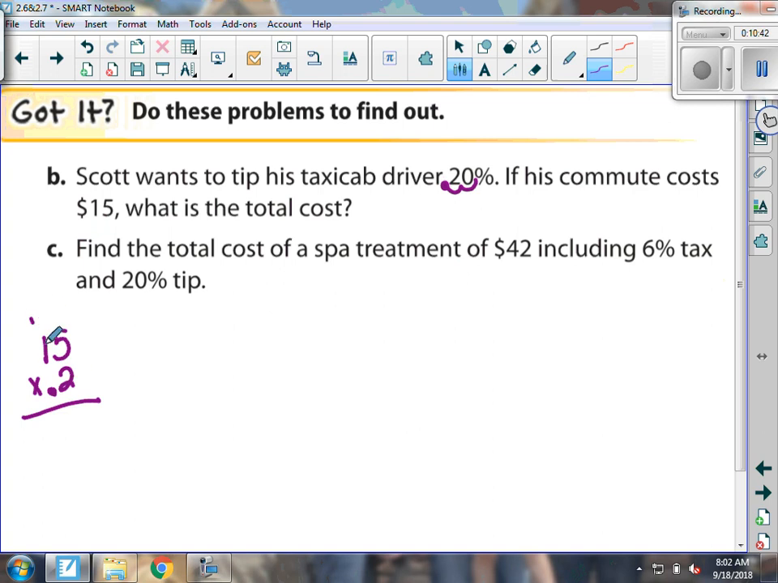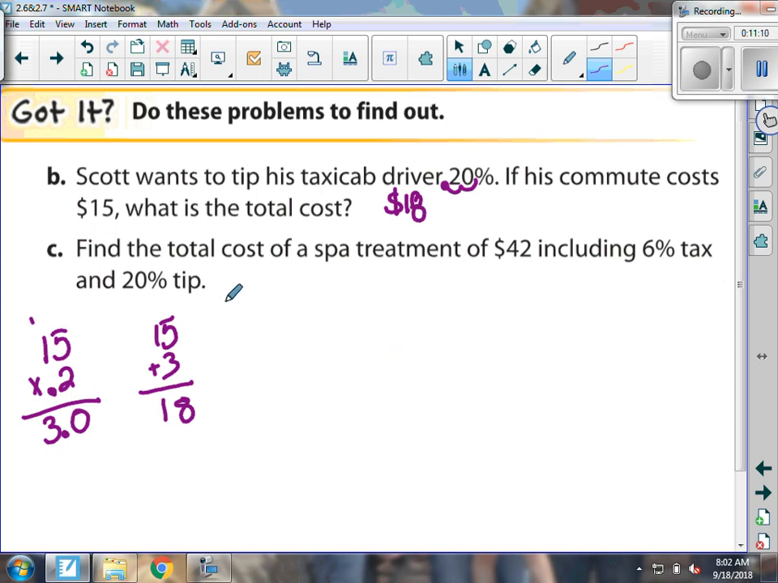2 times 5 is 10. 2 times 1 is 2 plus 1 is 3. And I have 1 decimal place. Okay, so this is going to be a $3 tip. So we'll add 15 plus 3. So our total cost is going to be $18.